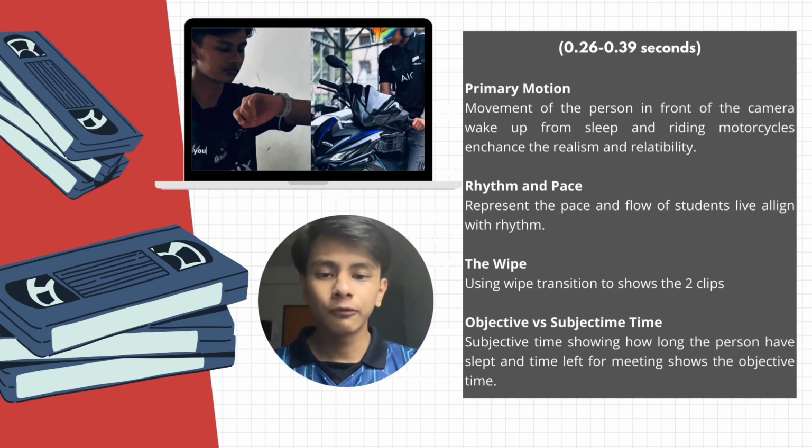I'm also using the white transition to show the two clips. And finally, objective versus subjective time. Subjective time shows how long the person has slept, and the time left for the meeting shows the objective time.